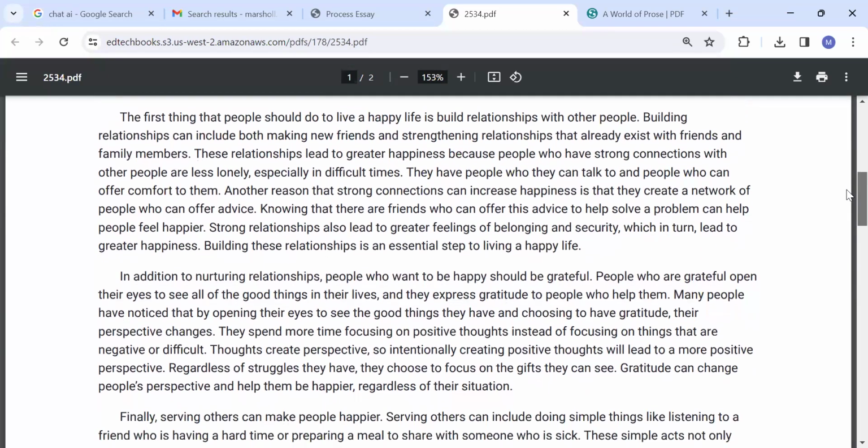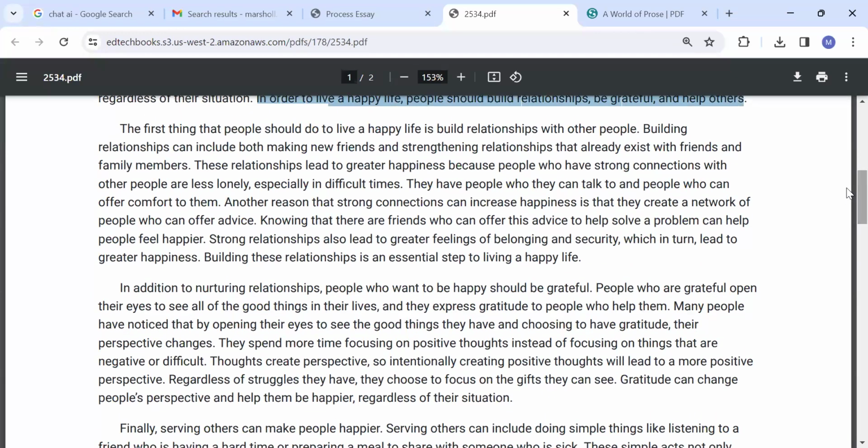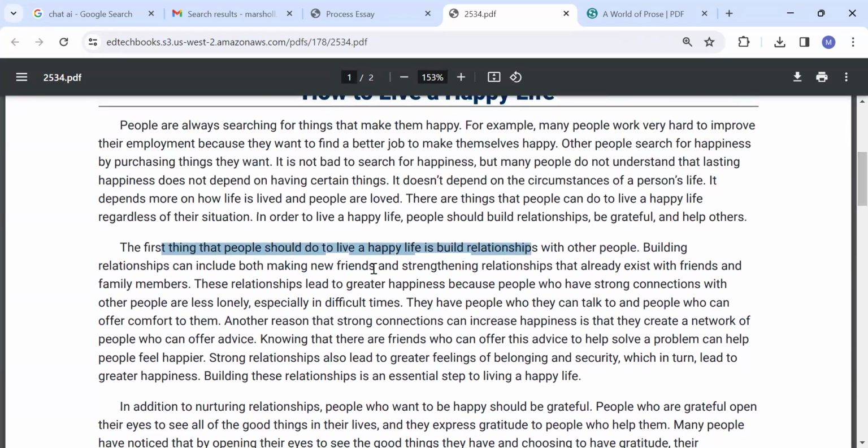So we're going to move into what we would say is the body. You notice they start the body with transition words that usually are suggestive of time. So the first thing that people should do to live a happy life is build relationships. Notice that we are developing our paragraphs in the same sequence that was mentioned before.